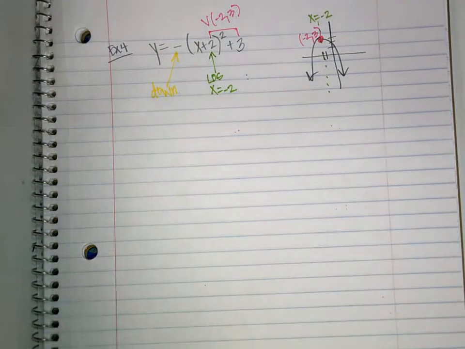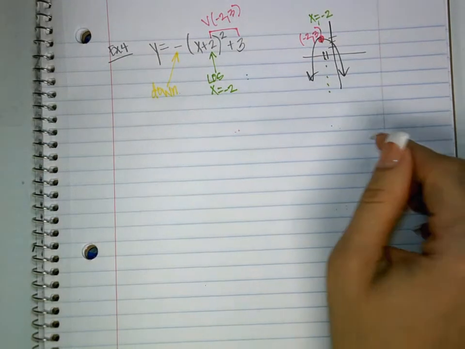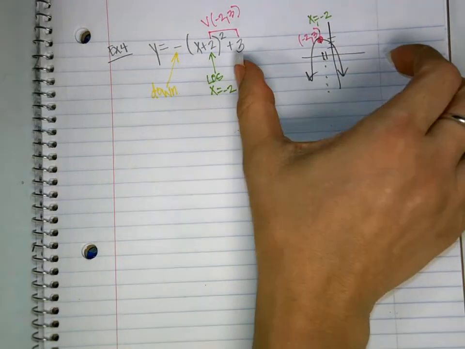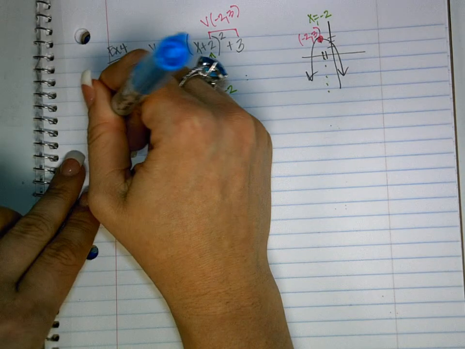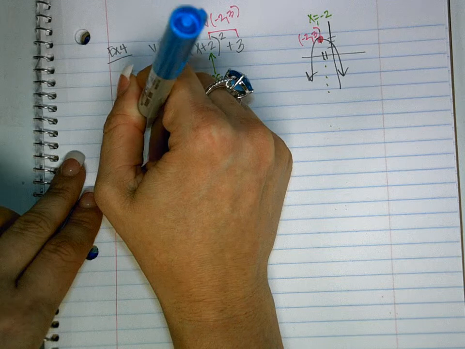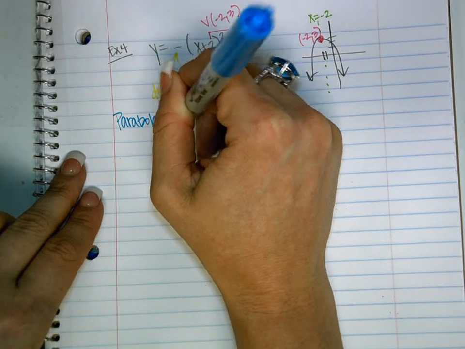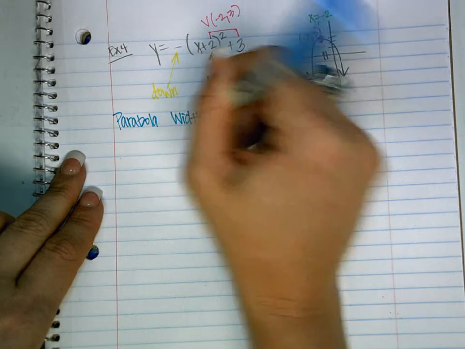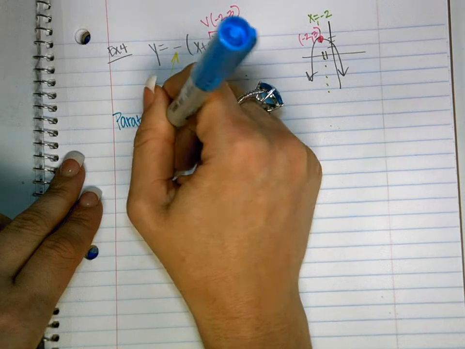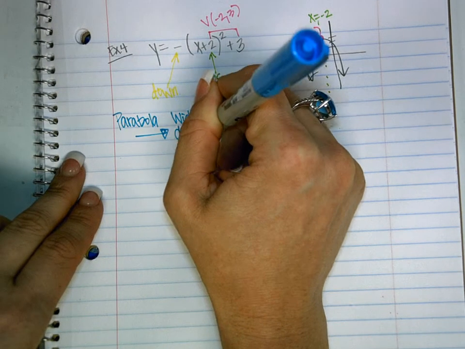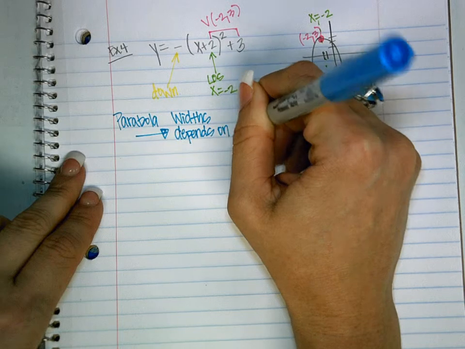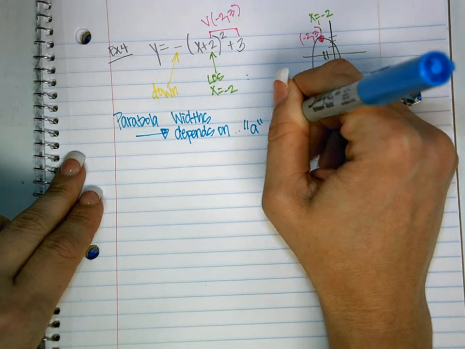Okay, but what if I wasn't quite sure? I don't know how wide that's going to be. Should it be like super skinny? Should it be really big? Okay, there's a way that you can tell about parabola widths. So how wide a parabola is. Okay, and how wide a parabola is depends on the A value.